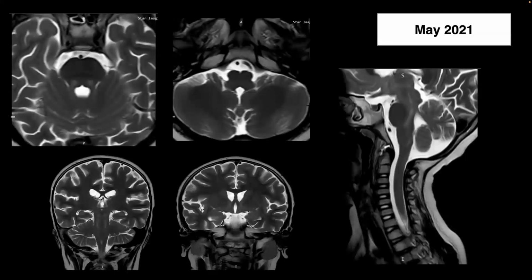Close-up images on T2 sequences. Again, you can better appreciate the posterior fossa findings, particularly in the brainstem. There is overall generalized reduction in volume in comparison to the first study, especially parenchymal volume reduction. This can be secondary to the steroid medication.